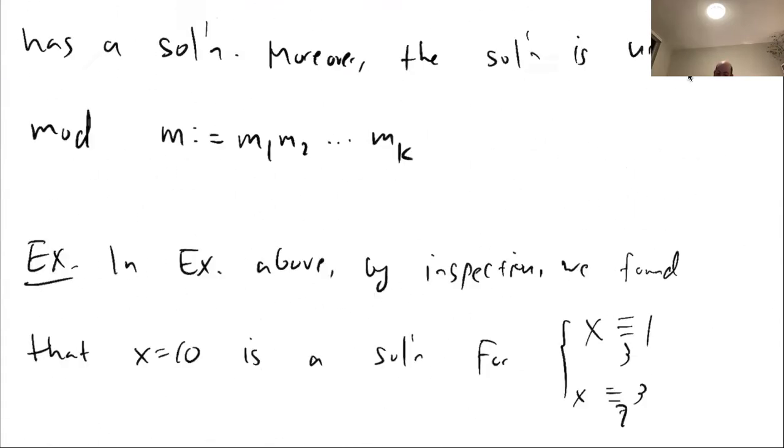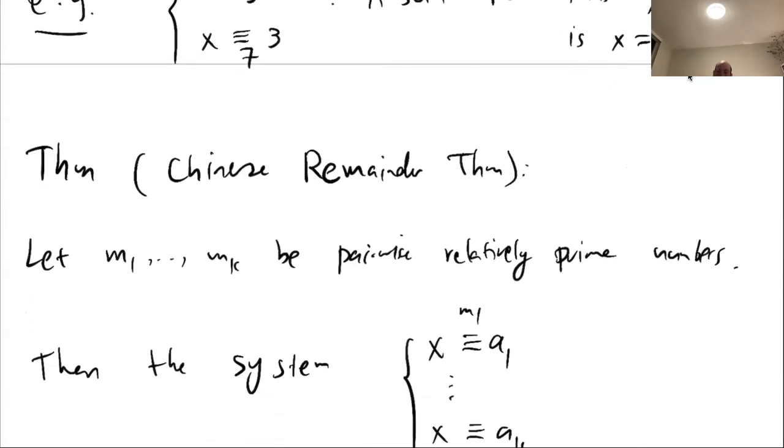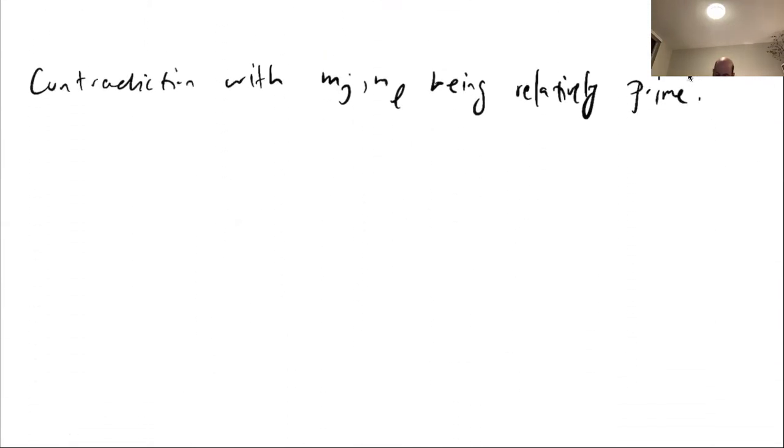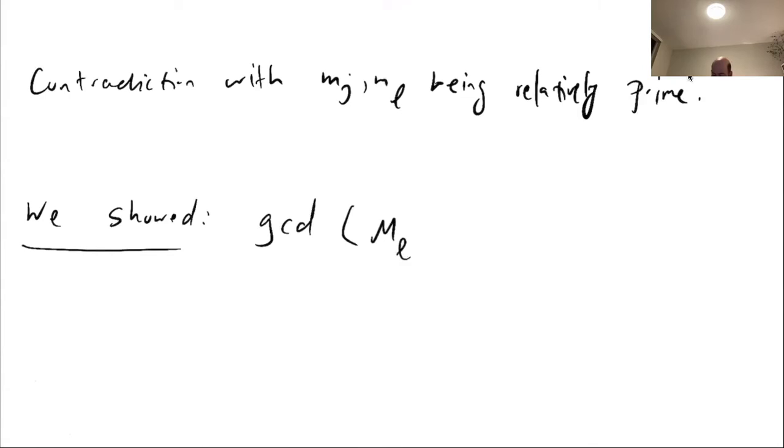Remember, the assumption of the Chinese remainder theorem is that you have numbers M1 to MK which are pairwise relatively prime, which means any two of them that you consider are relatively prime, meaning their GCD must be 1. Okay, what have we shown so far? We showed that the GCD of capital ML and ML equals 1 for every L between 1 and K.